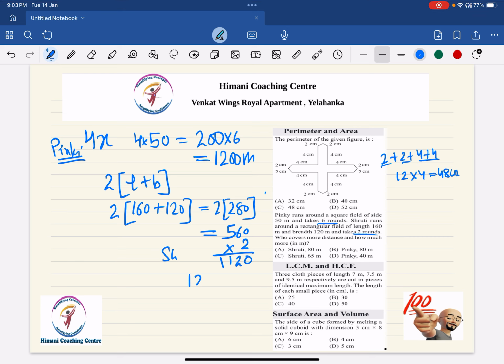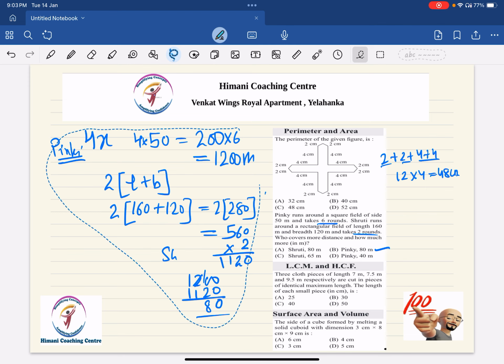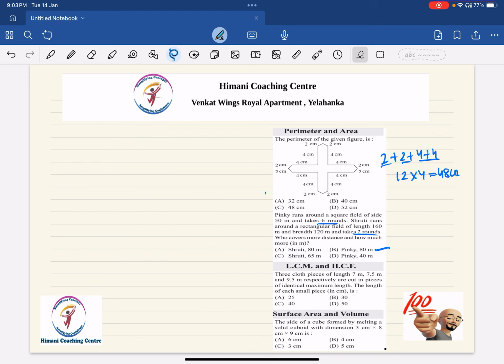So the question is who covers more distance and how much more? So we have to do 1200 minus 1120. So this would be 10 minus 2, 80. So the answer is Pinky is covering more distance and by 80 meter. So just look at the options and option B is the right option.